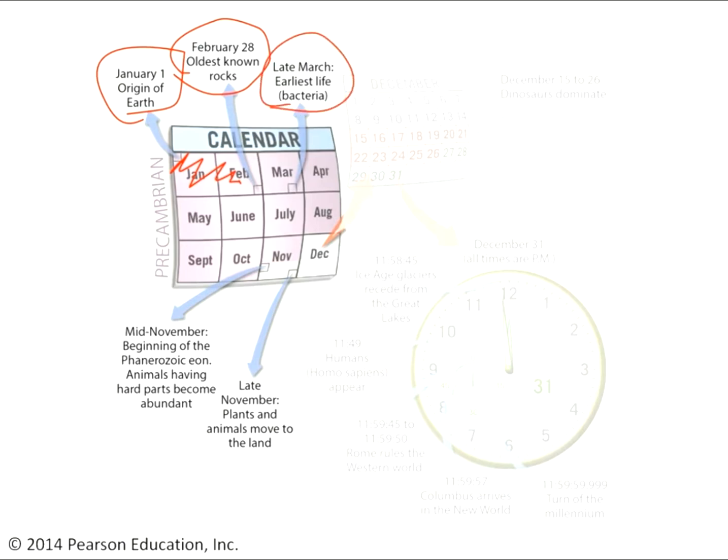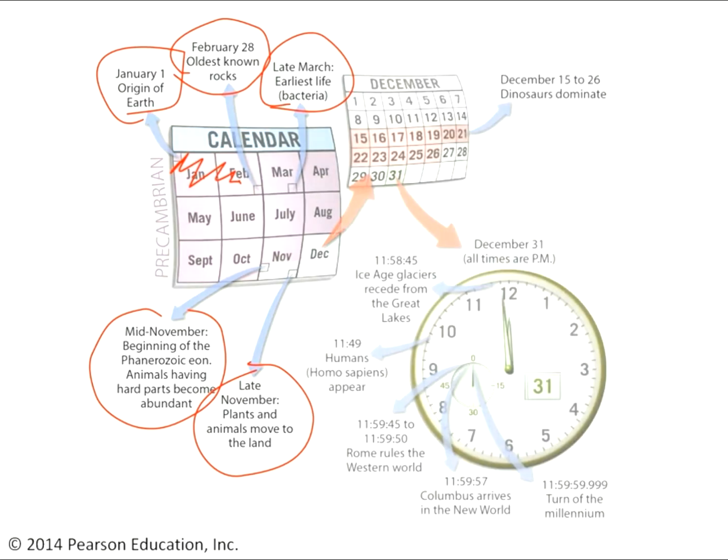Then April, May, June, July, August, September, they all roll around, and there's not a whole lot of changes to the living organisms on Earth. However, the biggest punctuation mark in the geologic record is in mid-November, and that's the beginning of the Phanerozoic eon. That's the one where we have lots and lots of animal fossils. By late November, we have plants and animals moving out of the sea and onto the land, and then most of the action takes place in the final month of the year, which is December.